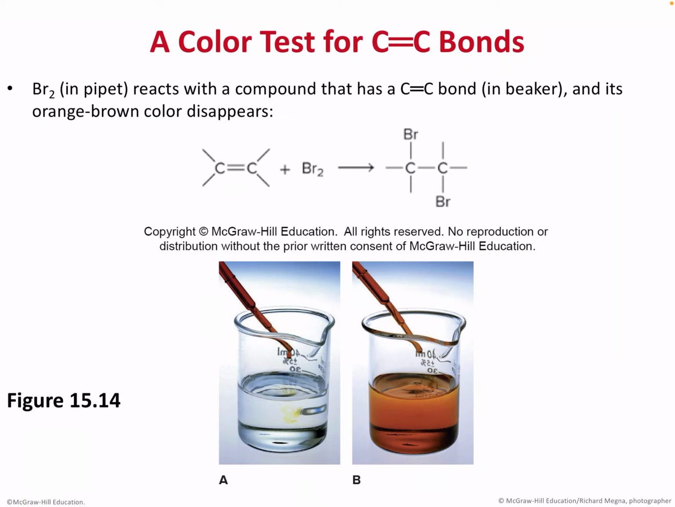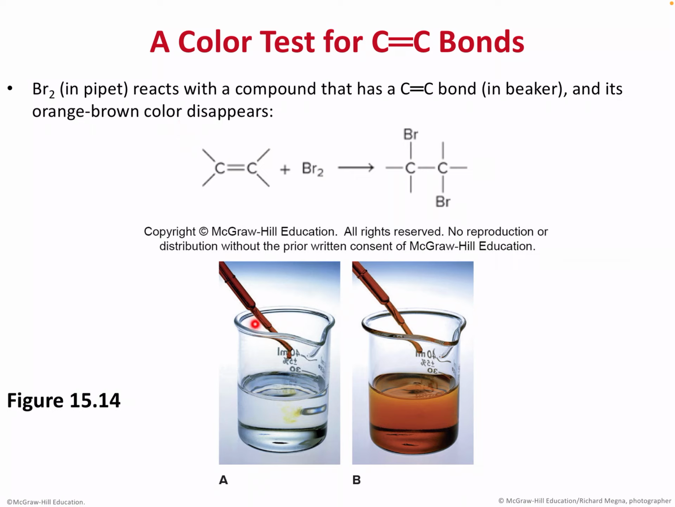A very common color test that we can do to find out if a compound has a carbon-carbon double bond is the bromine test. Okay, so here this beaker has a compound containing a carbon-carbon double bond in it. Bromine here is brown in color. Bromine reacts with a compound that has a carbon-carbon double bond. In the beaker, you have a compound with a carbon-carbon double bond, and its orange-brown color disappears.